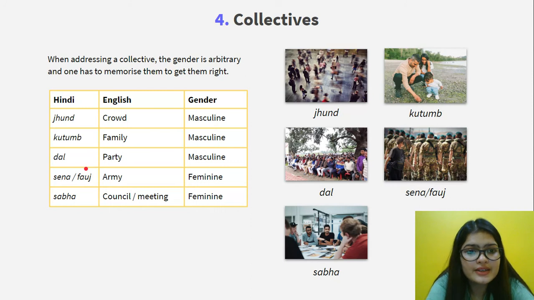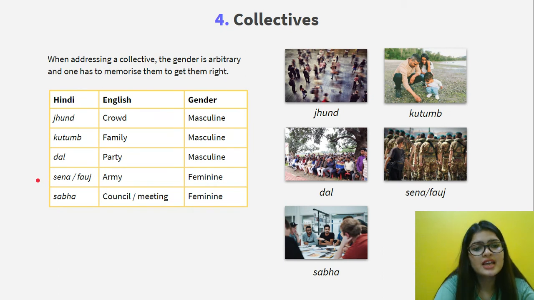Collectives. While addressing a collective, the gender is arbitrary and one has to memorize them to get them right. Jhund, which is crowd, is masculine. Kutum, family, masculine. Dal, party, masculine. Sena or Fauj, they mean army, which are feminine in nature.